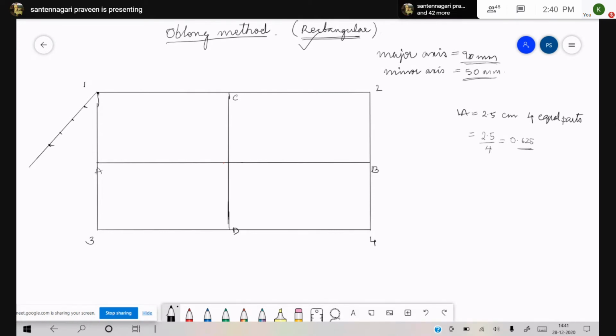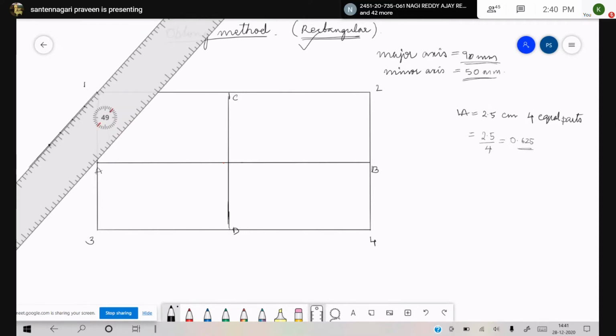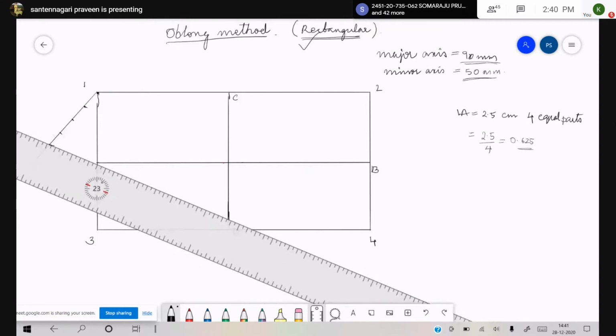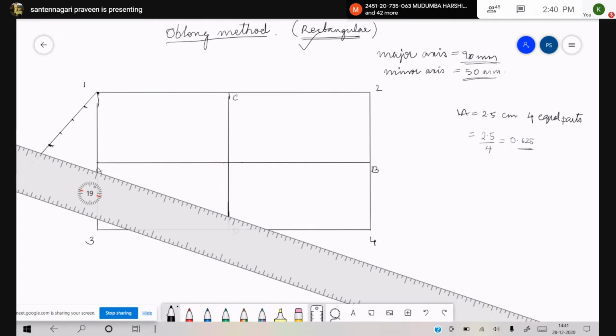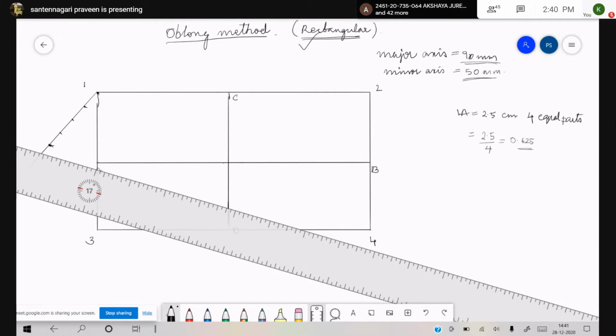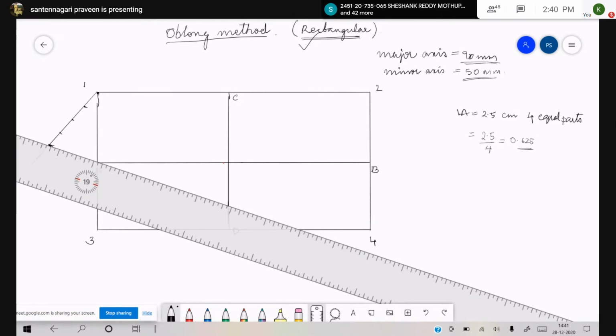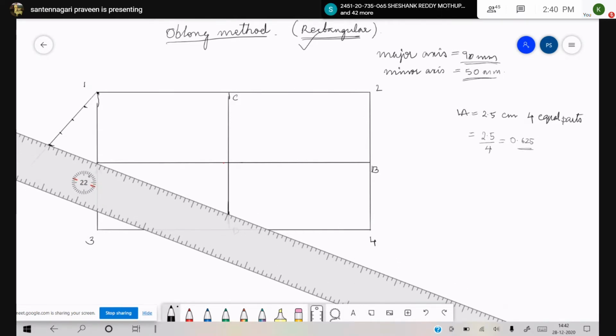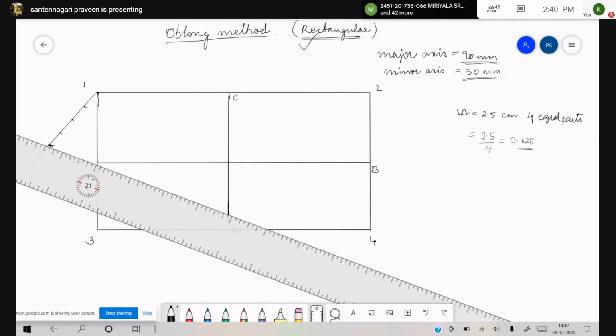So forget about the rest. This is your final part. Up to which extent we wanted to divide? Up to A, right? 1A has to be divided. So the fourth division point should be joined with the final end of the line, which is this.